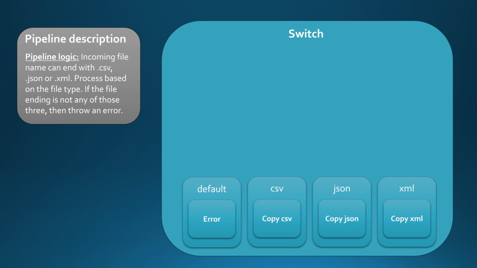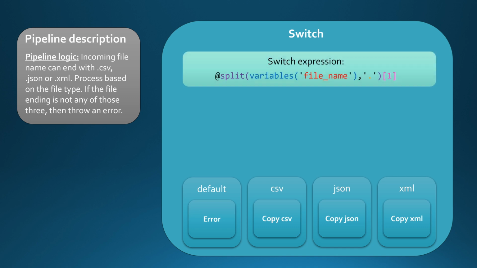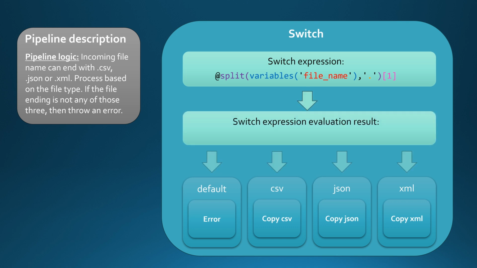Like I described previously, we have to start by defining the switch expression for our switch activity. Here I have defined the expression that will basically check what is the ending of the file. So what this function does, it will get the file name from the variable file_name and then split this based on the period into an array and then get the second index, meaning index 1, from that array, which should be the file ending. And based on this expression, we get the evaluation result that we then use to check which case will be run.